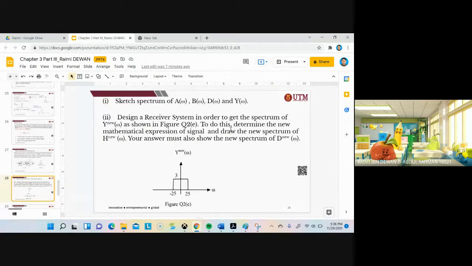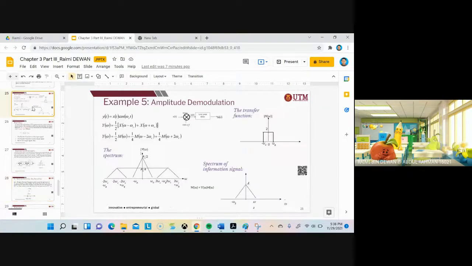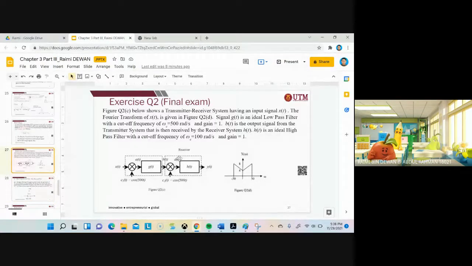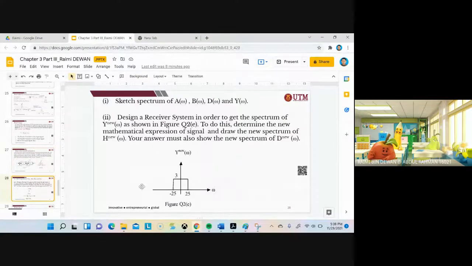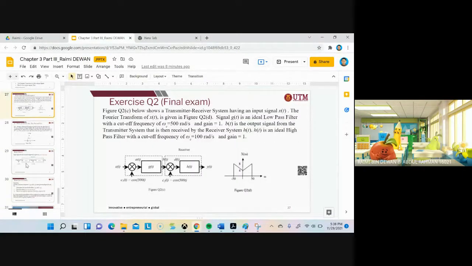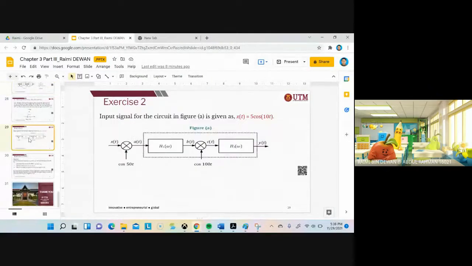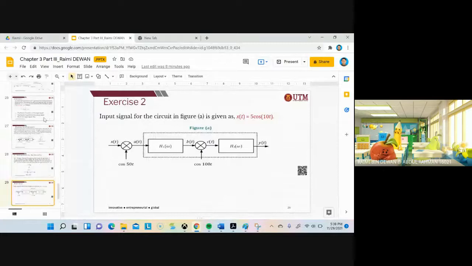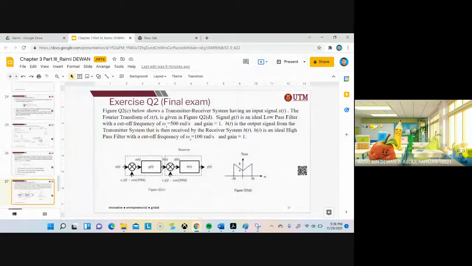Okay, to do this, determine the new mathematical expression of the signal. You know, right? The mathematical expression is all the mathematics. And draw the new spectrum of H new. Your answer must also show the new spectrum of D new. This one. Oh, it's a good question. You guys can do, because you are already at 540. You guys can do this, because this is the final question. This one is final. I'm not sure which year is this.